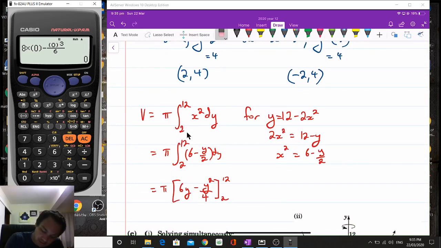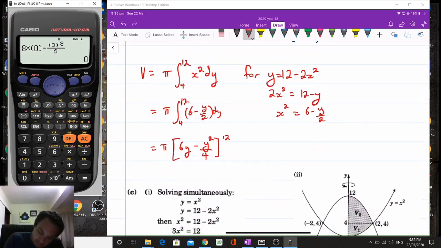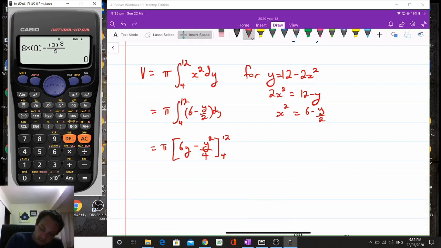So look at that. It should be from 4 up to 12 of pi x squared dy, and you can see that for the graph x squared is 6 minus y squared over 4. This is where, if I use the calculator, I can easily go back in and substitute a second time. So I can go 6 times brackets 12, and then I just change the parts in the brackets, minus 12 squared over 4.